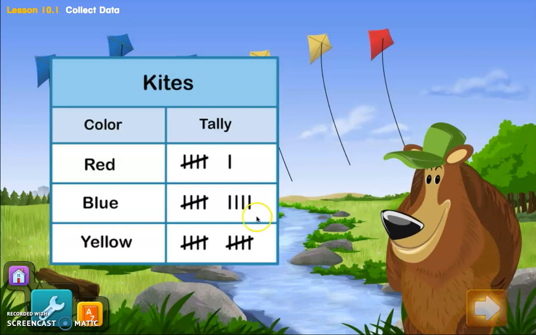So just a refresher, the number of kites would be the data. So how many red kites there are, how many blue kites, how many yellow kites, the number of kites of a certain color, that's going to be the data. That's what we're collecting. And of course, again, this is the survey. So this was the survey to show the different color kites and how many kites there were.